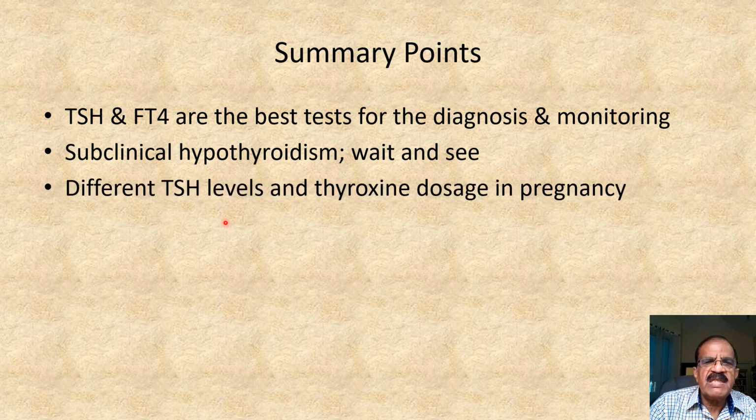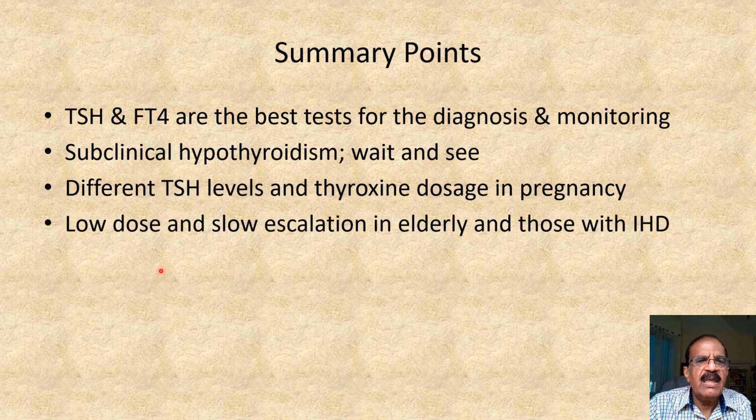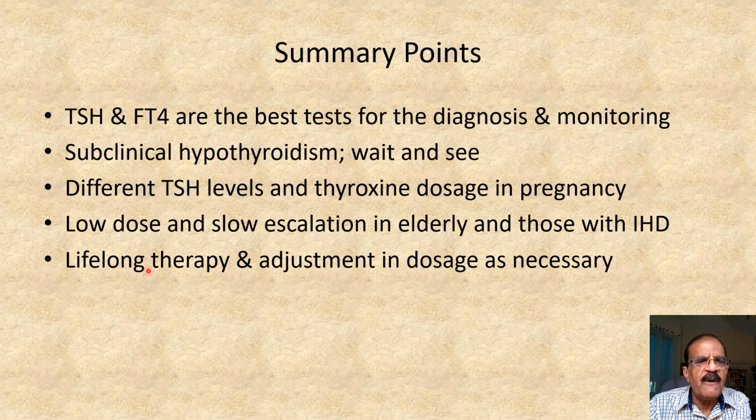Then different TSH levels and thyroxine dosage in pregnancy, and then low dose and slow escalation in the elderly and those with underlying ischemic heart disease. There is no hurry. Take time, take 3 months, 4 months, 6 months to make them euthyroid. And lifelong therapy adjustment is needed in some situations like pregnancy, trauma, surgery, things like that.